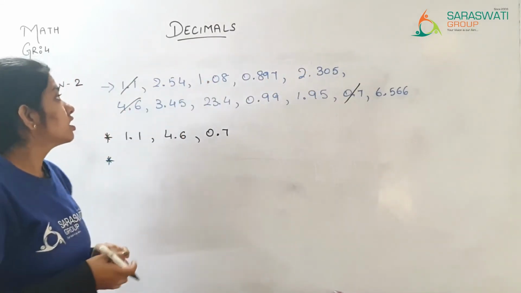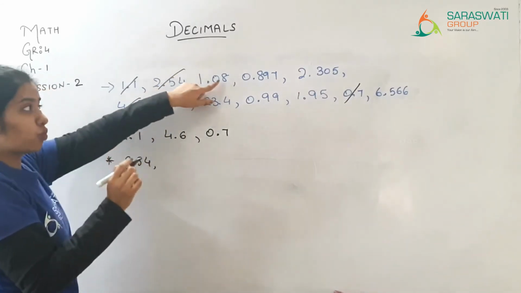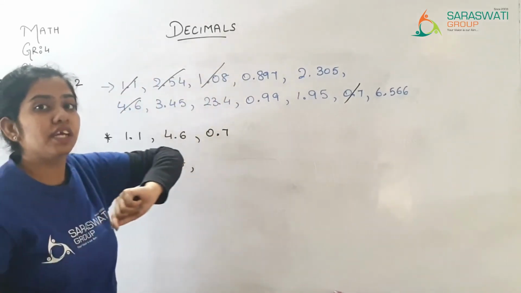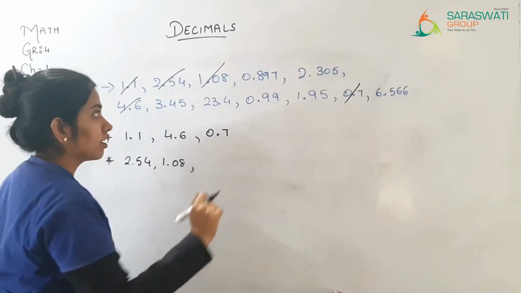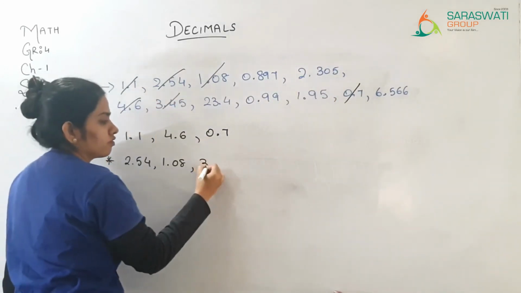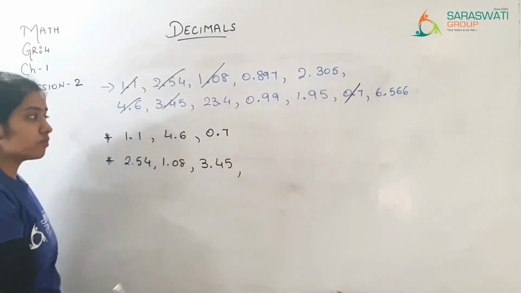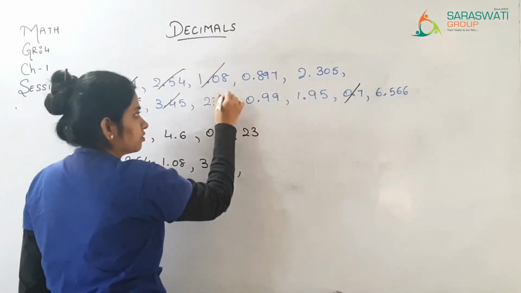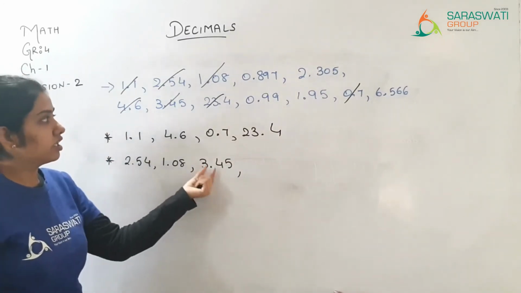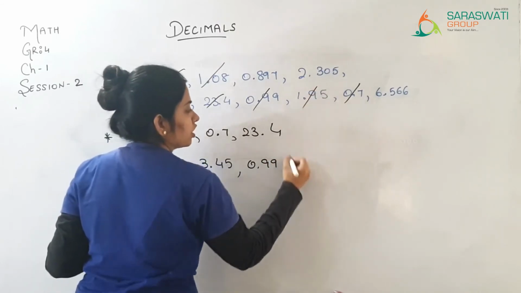Now comes the second group, that will be the group of two digits after the decimal, right? So first is 2.54, then comes 1.08. As soon as you write a number, cut it so that you know that this number has already been used. That one is 3 digits. Now comes 3.45, right? Now comes 23.4, so we forgot to write it over here, because after the decimal we have only one digit, so we will write it over here. Now 0.99, then 1.95.